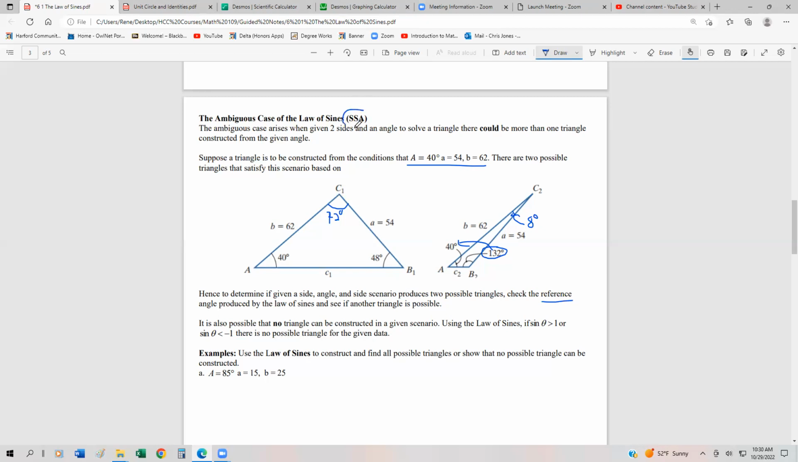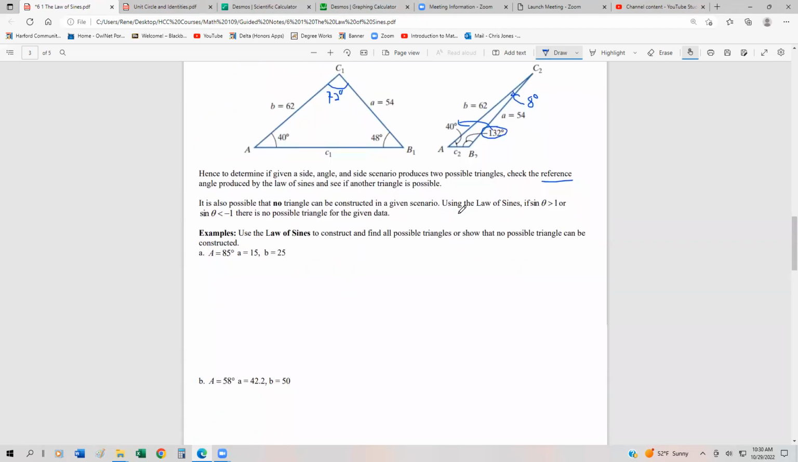Now, this only works when we have side-side-angle. If we have side-angle-angle, there's only one possible triangle, given that the scenario is feasible. There's also a case where there could be no triangle. In other words, I might give you information that just doesn't fit within the domain. So let's take a look at a couple of examples where we have this ambiguous case with an angle and two sides, and let's see if there are no possible triangles, or two triangles, or even one triangle, because that still is a possibility.